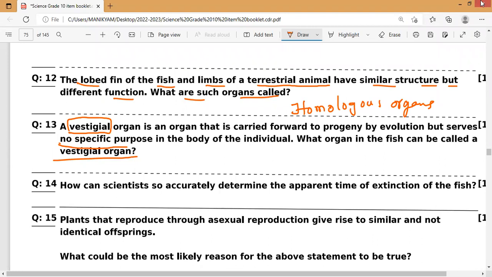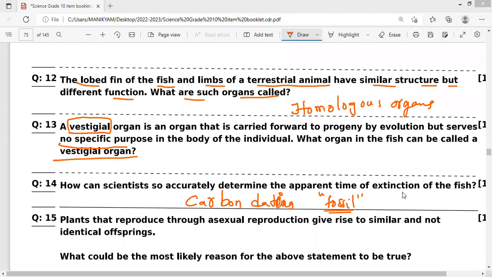Next. How can scientists so accurately determine the approximate time of extinction of the fish? I have taught you this. We will use one test. Anyone can tell me what test we will use? Carbon dating. That is the most accurate test. You might have heard of it in the newspaper also. When we find fossils, they will use it. Carbon dating is the one which helps us find the age of fossils, and they will identify the approximate age of these fossils.